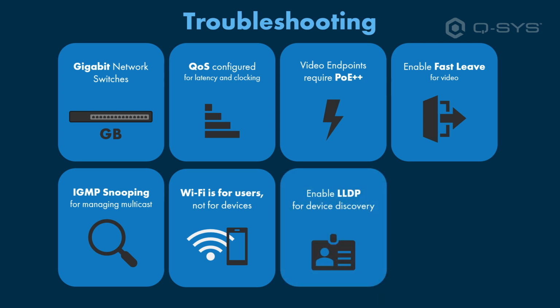What else? Enabling LLDP, Link Layer Discovery Protocol. That can be very useful for device discovery, particularly when a device needs to identify its location on the network. So that can be important to enable.